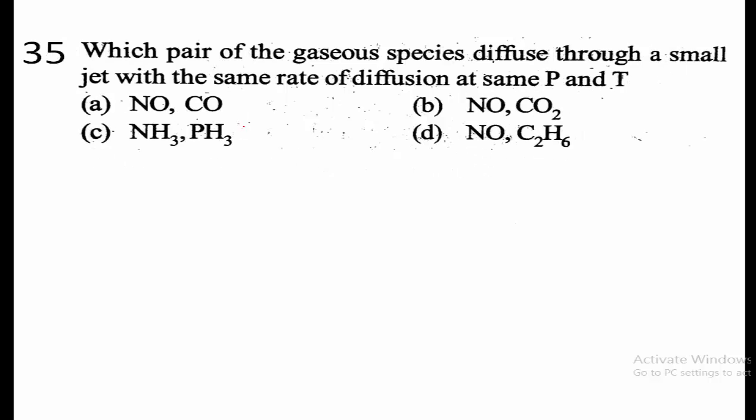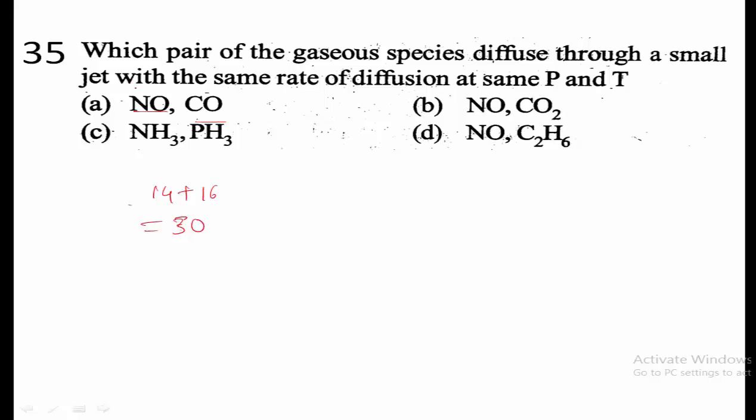Next, 35th question. Which pair of the gaseous species diffuse through a small jet with the same rate of diffusion at same pressure and temperature? The diffusion rate should be the same, so you take the molecular mass. If the molecular mass is the same, the rate of diffusion will be the same. Molecular weight of NO is 14 plus 16, that is equal to 30.